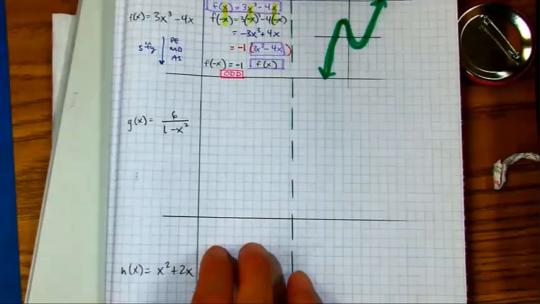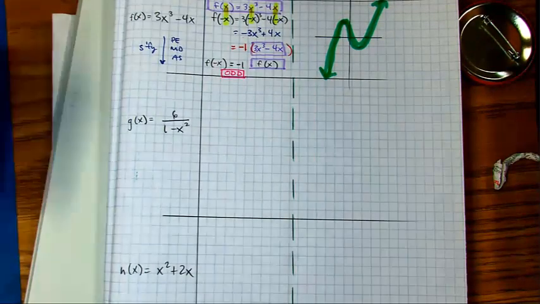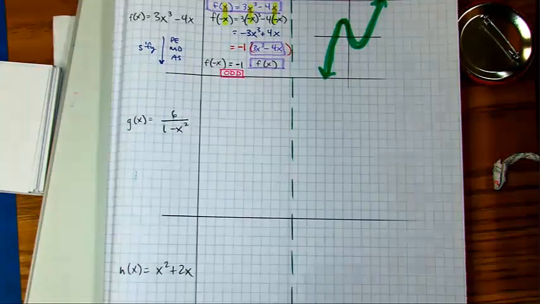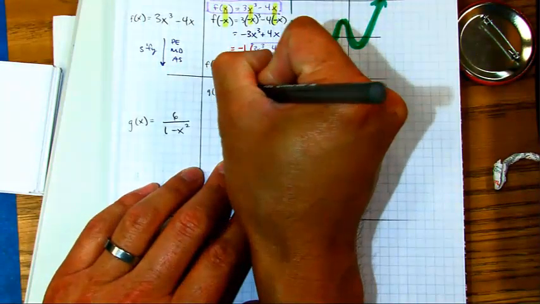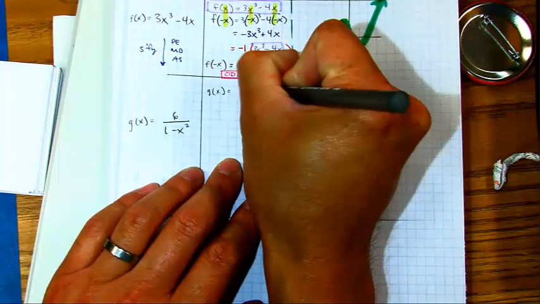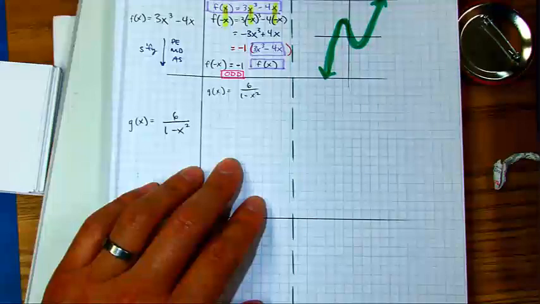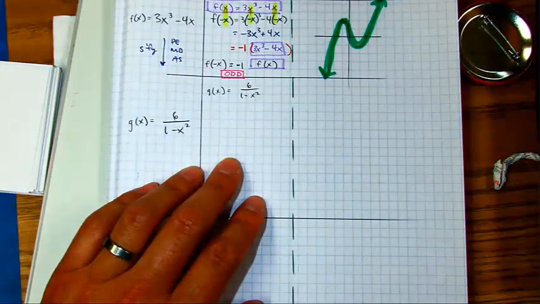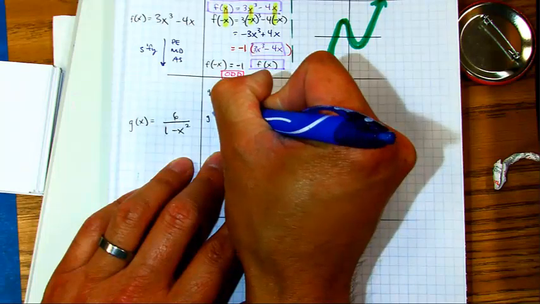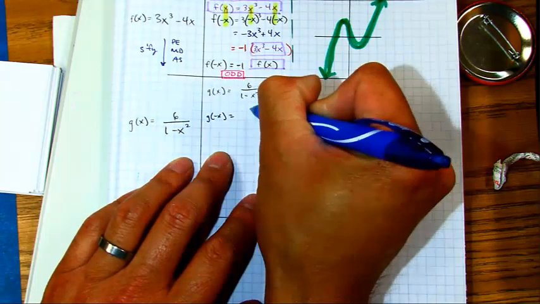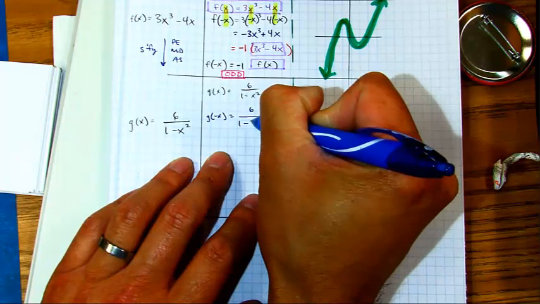Alright, let's try this one. Noor, what do I do first? You put every x a negative x, so f of negative x. Alright, I'm going to write the original. I need a different color pen. Okay, tell me what to write. g of negative x equals 6 over 1 minus negative x to the power 2.